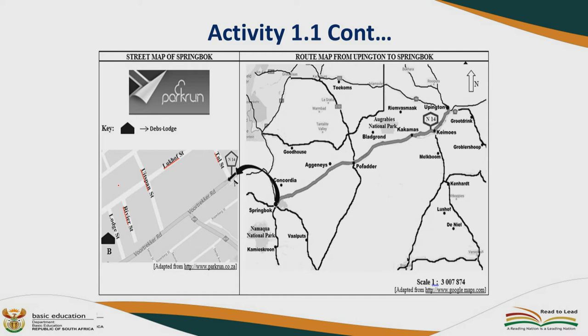Let us quickly analyze our map. We know that these people are traveling, a group of runners. They're traveling from Upington to Springbok. Yes, we can see those two places. And we have a compass direction, the arrow facing up, indicating that up is your north. The other important aspect on this map again is the scale. The scale given is 1:3,007,874. That is the scale we are given to work with this map. Now that we've analyzed our map, let us go back to the questions.